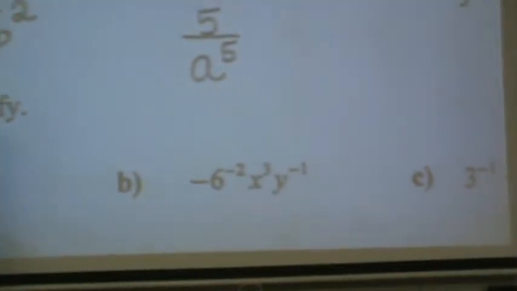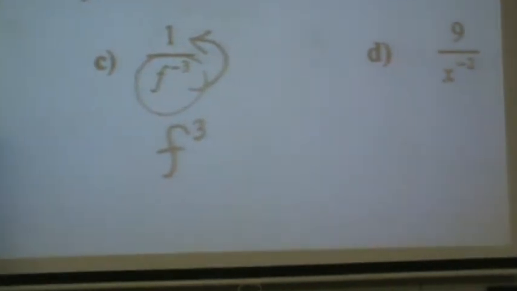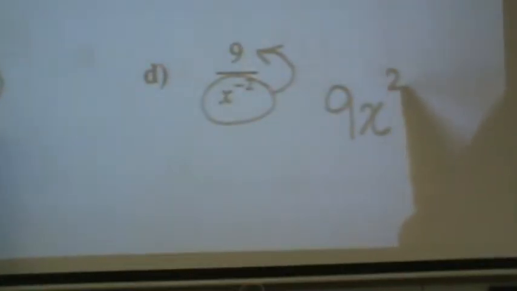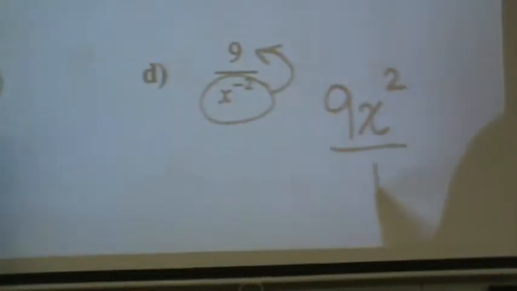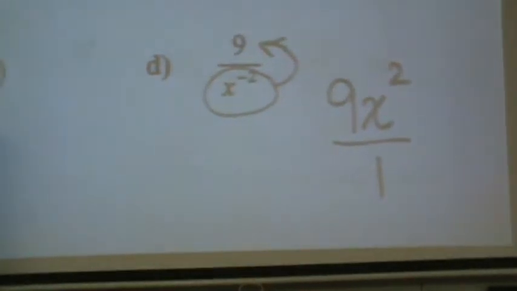Perfect. How about C? What are you gonna move? Yeah, now this is gonna go up, and you're gonna make it F to the 3rd. And D. This is gonna go up here, and you have 9x squared. Do we need the 1 in the denominator? No, you don't need it. Okay.